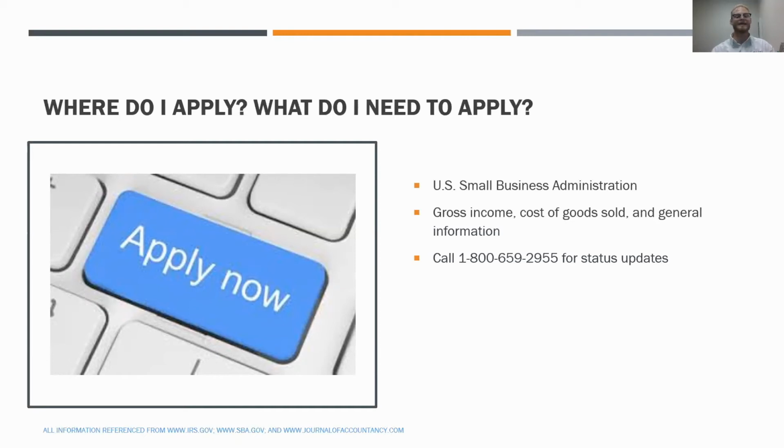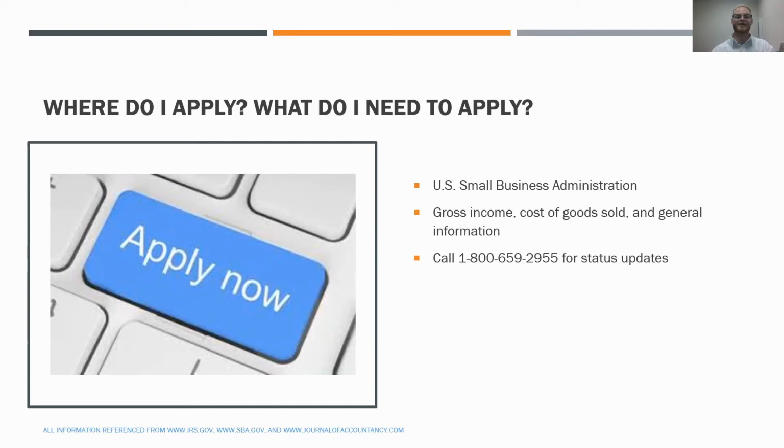Now, for the EIDL, we are applying with the SBA. Remember, the SBA backs the PPP loan, but you apply with the SBA for the EIDL. So you're going to go to sba.gov, and once you go around that website, you can search and let them know that you're interested in applying, and you'll fill out that application. It's a very short, very quick application.